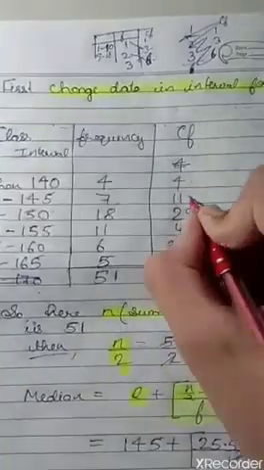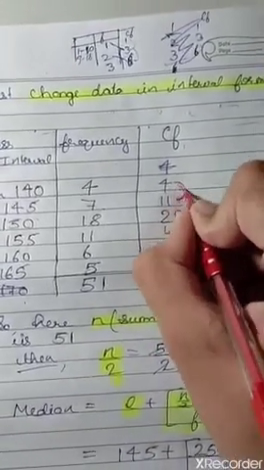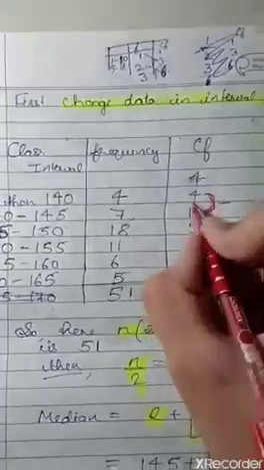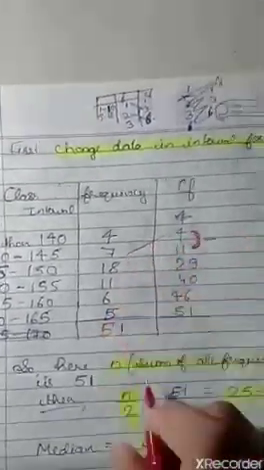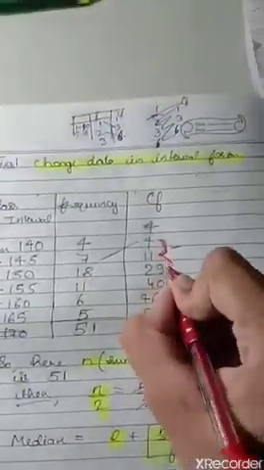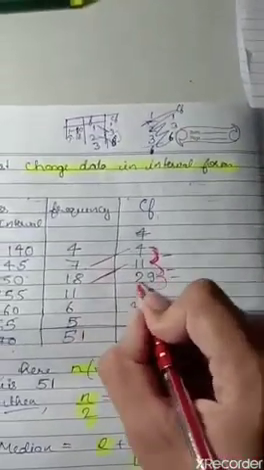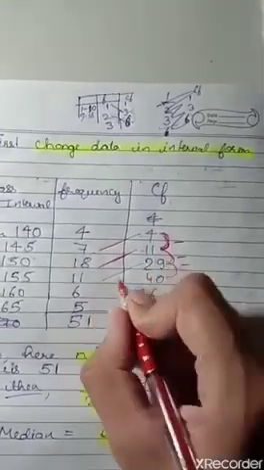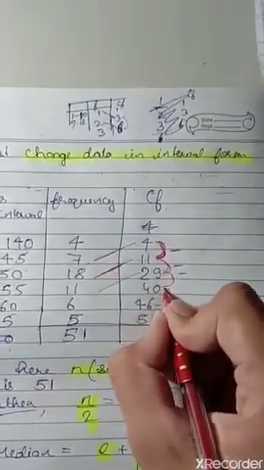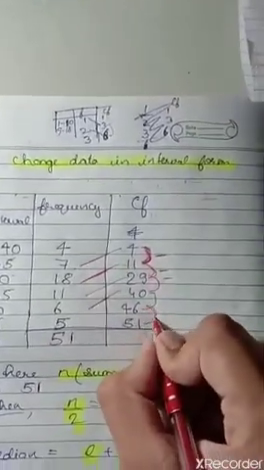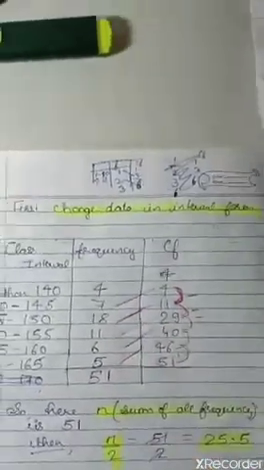Similarly we will apply it here. The cumulative frequency is given. Now we subtract 4 from 11, and the answer will be 7. Then 29 minus 11 is 18. 40 minus 29 is 11. 46 minus 40, 6. 51 minus 46, 5. So what we got is the frequency.